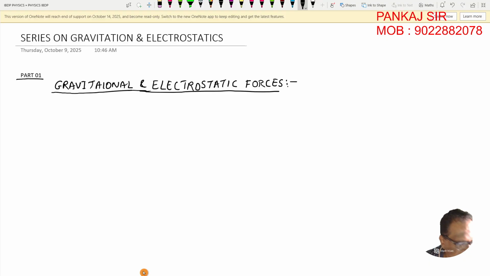And in today's session, as you can see on the screen, we are going to start a series on gravitation and electrostatics. This is something that struck me: gravitational and electrostatic are two different units in IBDP. I wanted students to learn both electrostatic and gravitational forces, fields, potential, etc. together, simultaneously.